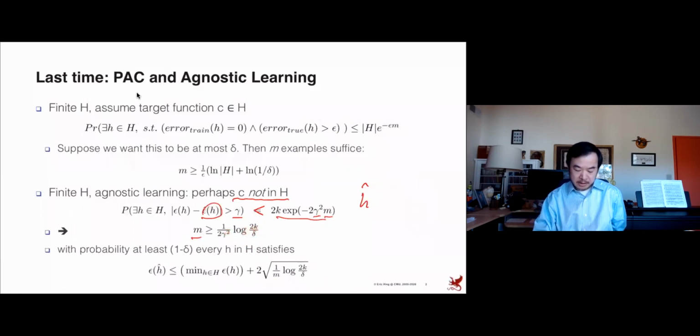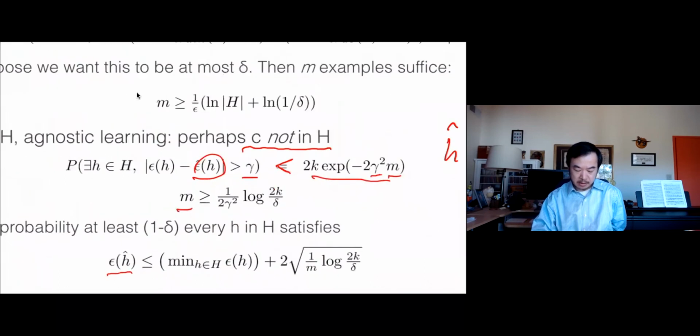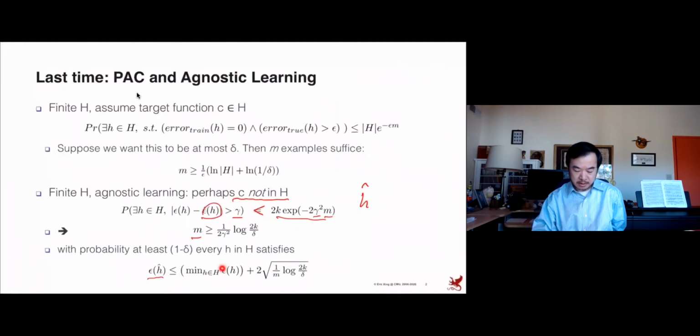And with that, you can now even produce an upper bound of the error, which has two terms. One is the empirical error that you commit on the training data, which is here, and the other is a term which connects to the sample complexity and also the size of the hypothesis space, which is 2K here. Okay, so that's a quick recap.